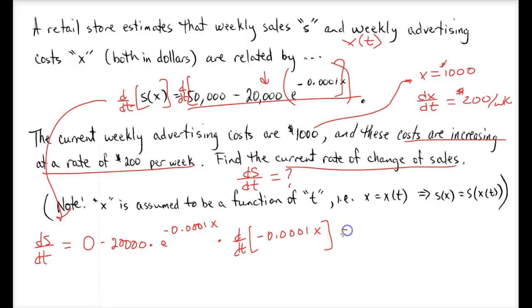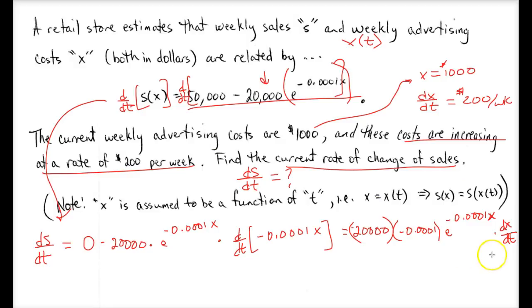And so now, in doing this, of course, we ignore the constant there, so that would be negative 20,000 times a negative 0.0001, and then we're just taking the derivative of x with respect to t, so that's where the dx dt comes in. So we'll have all that e raised to the 0.0001x times dx over dt.